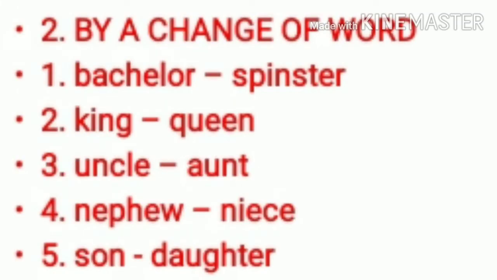Second is by the change of the word. The whole word of the male is changed into another word to make it the female. For example, bachelor, the person who has not married, becomes a spinster, a female who is not married. King becomes queen. Uncle becomes aunt. Nephew becomes niece. Son becomes daughter. So here the whole word changes to make it into the feminine gender.